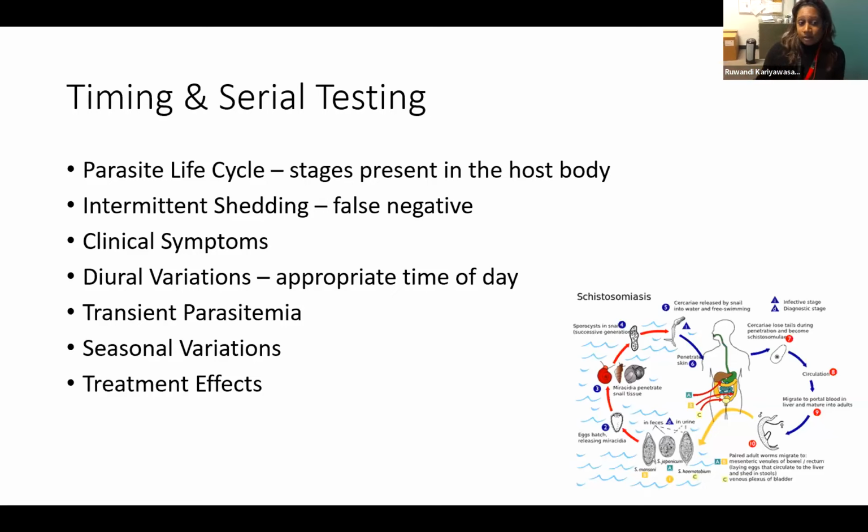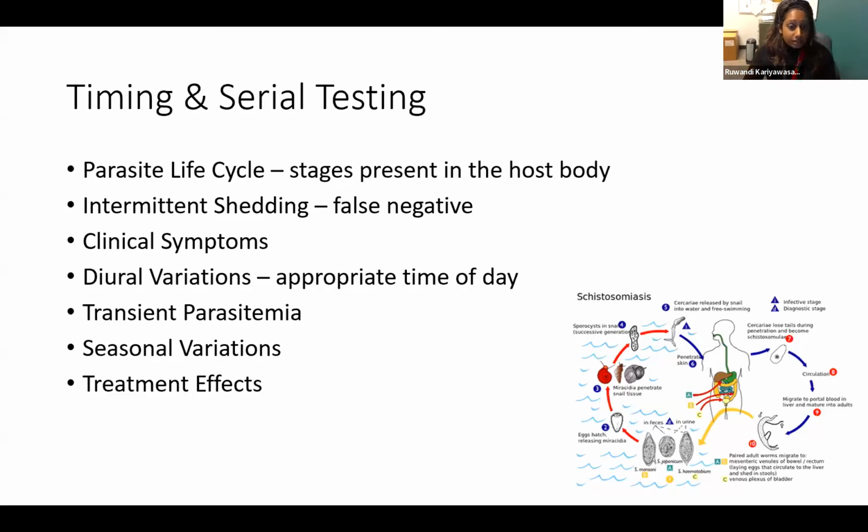There's issues with some parasites. Some infections shed their eggs intermittently, meaning that the parasites aren't actually continuously present in clinical samples. So that's why you often have to collect multiple samples. Just because you get one negative result doesn't necessarily mean you can exclude that infection in a patient. You have to collect multiple samples.